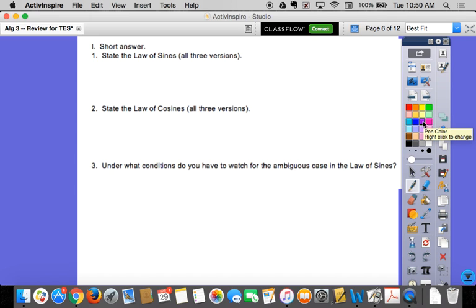Then it swaps into your laws. Hopefully, if you just study a little bit, this part should be really easy. Nobody should miss this part. State the law of sines. Well, sine of A over A, sine of B over B, and sine of C over C. There we go. That includes all three versions. Remember, when you actually put it into use, you're only going to pick two ratios at a time to work with it. Now, law of cosines, you have three versions.